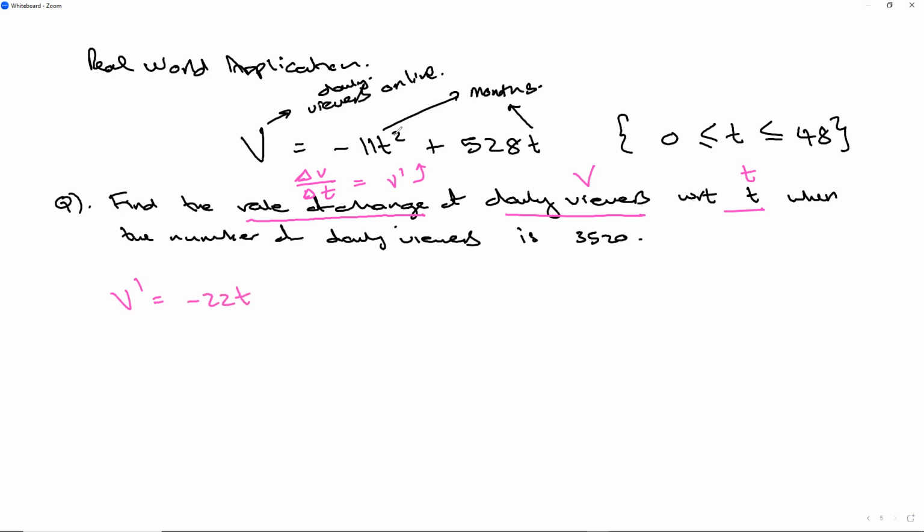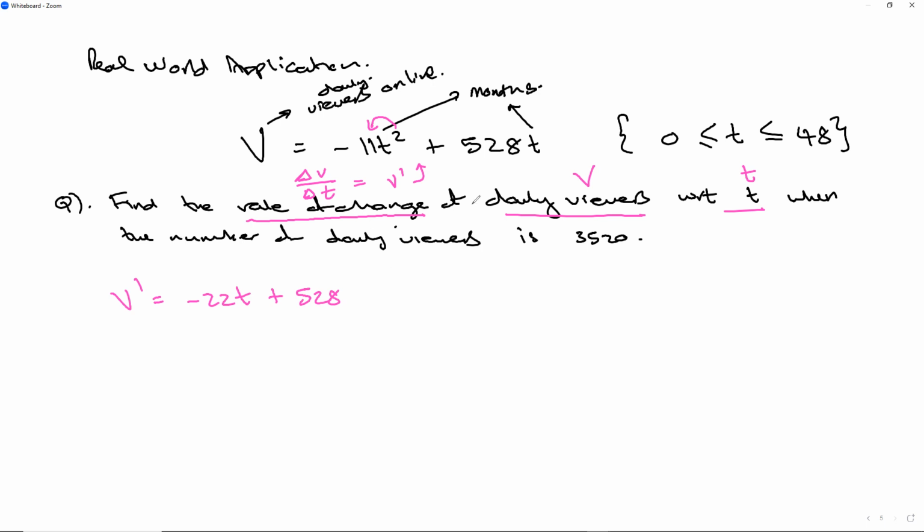It becomes negative 22t, taking 2 multiplied by 11, and the power 2 minus 1, plus 528. The t disappears completely when you differentiate it. The power of 1 becomes 1 minus 1, which is 0, and anything to the power of 0 is 1. And then 1 times 528 is 528.